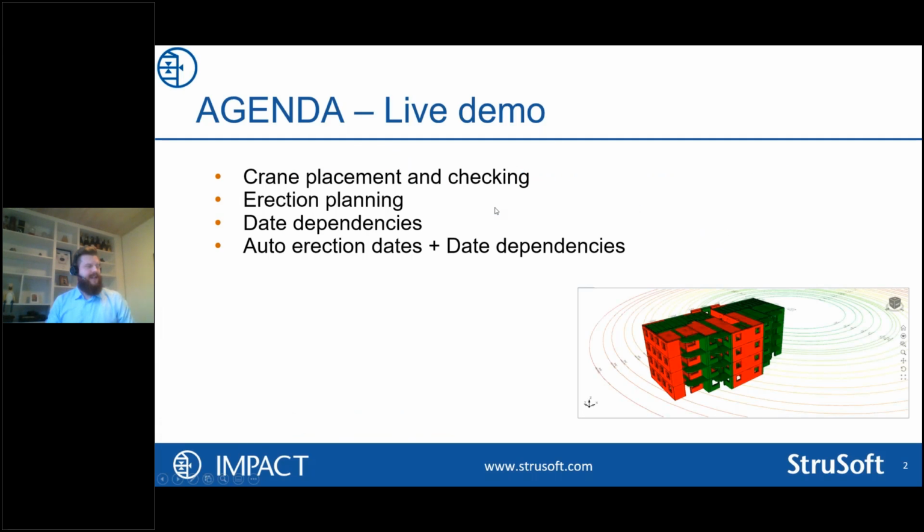But if we take a look at the agenda, I made it very short because I want to spend as little time as possible inside this PowerPoint and as much time as possible directly within the actual software, of course. So first thing we're going to be doing is the old stuff, things we've had for a time. Then we're jumping into a little bit newer stuff, things we've released within the last 2 weeks. And the last thing, which I call auto erection dates and date dependencies, or these two things combined, is something new that we'll be releasing in the first quarter of 2021.